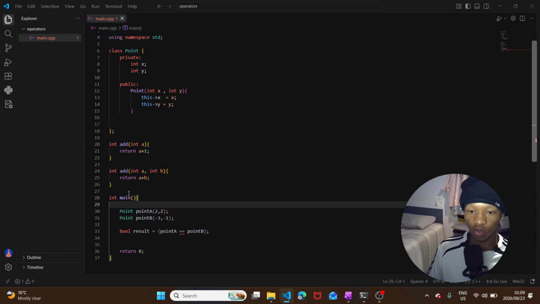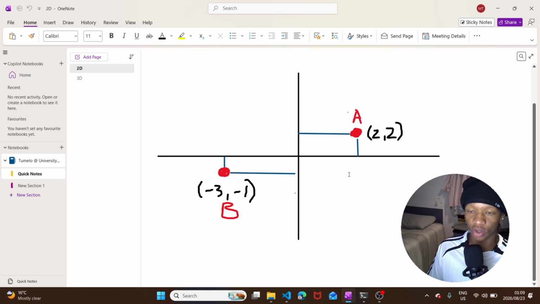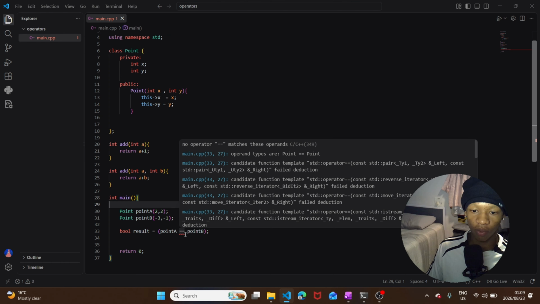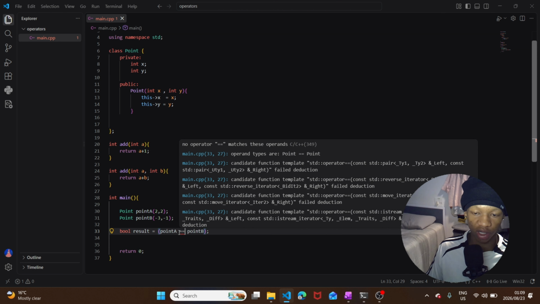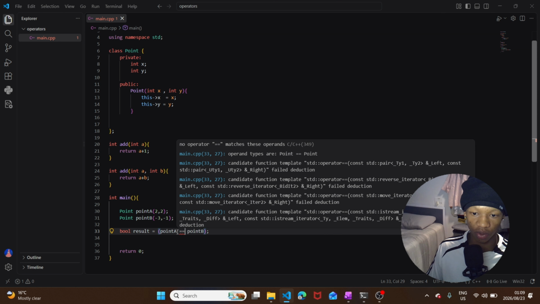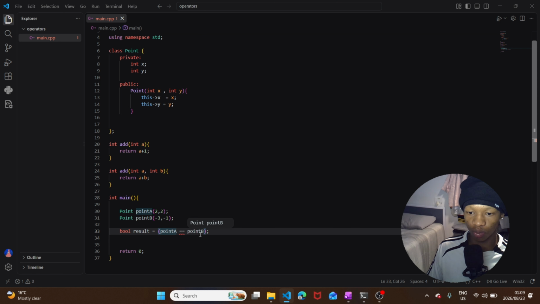We said that we want to compare these 2 points and check if they're located at the same point. We have seen visually that they're not located at the same point, but we just want to prove that. So if I went ahead and asked the question, is point A equal to point B, what happens is, let's just go ahead and compile this.